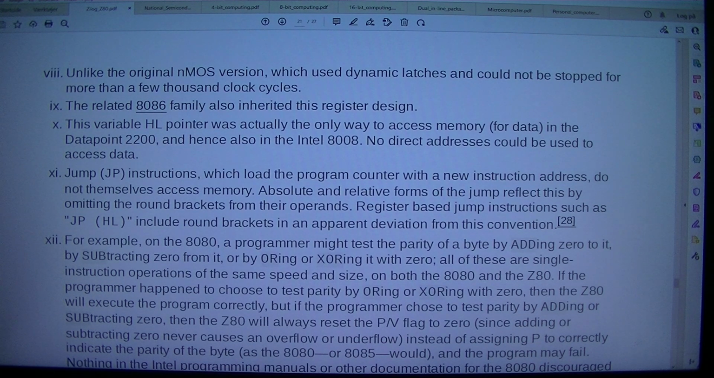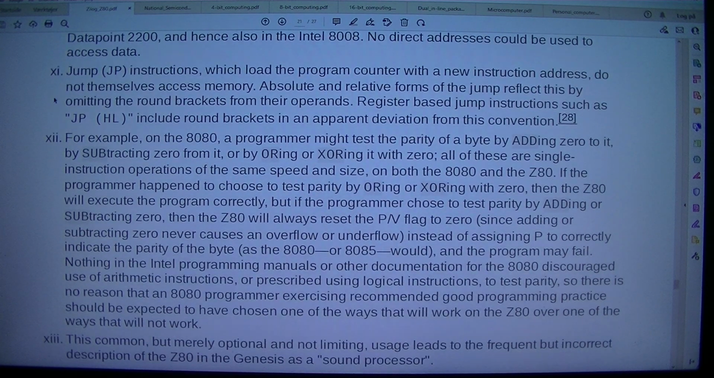8. Unlike the original NMOS version, which used dynamic latches and could not be stopped for more than a few thousand clock cycles. 9. The related 8086 family also inherited this register design. This variable HL pointer was actually the only way to access memory for data in the Datapoint 2200, and hence also in the Intel 8008. No direct addresses could be used to access data.